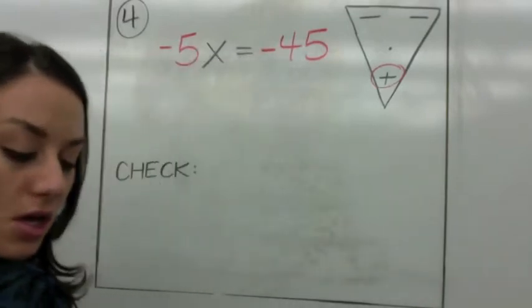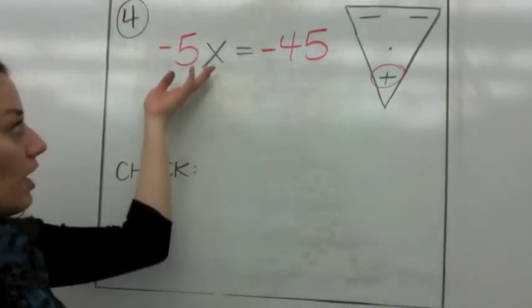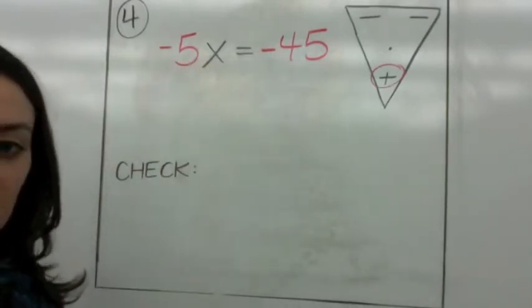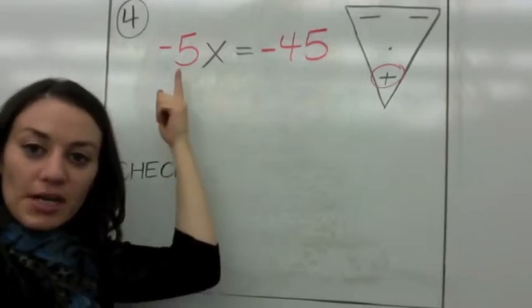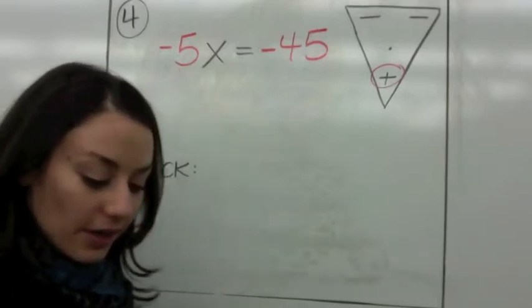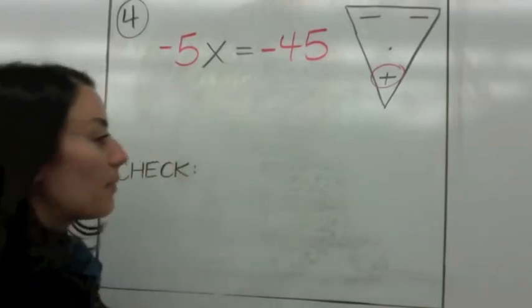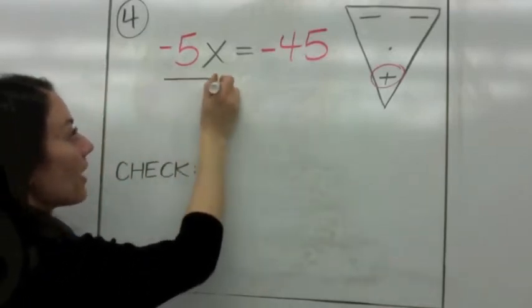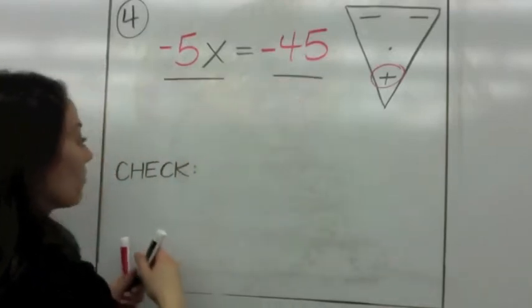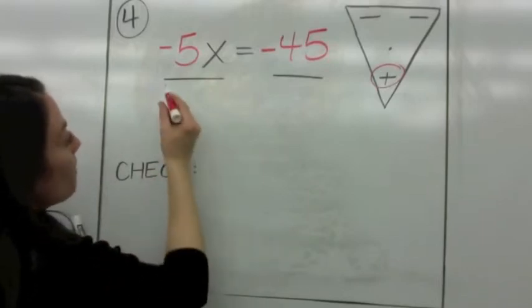Okay? So, in order to get Miss X to be single, she needs to divorce this dude right here. His name is Mr. 5. So you're going to divide both sides by what? Divide by negative 5. You're going to divide by negative 5.